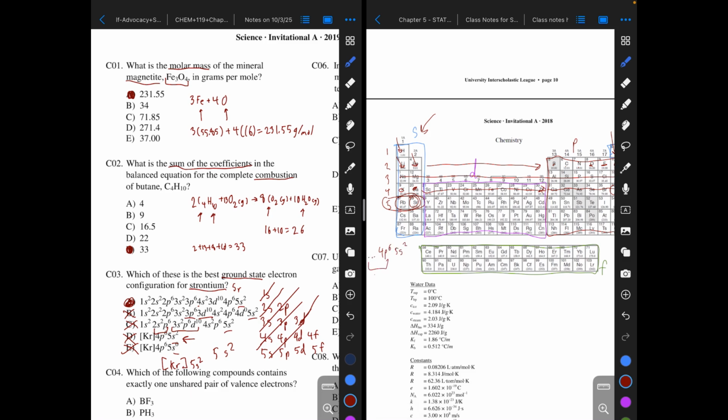So everything past that has to be krypton. So the configuration would be krypton and then 5s2. Or if you had drawn the entire thing out, this whole thing would have been krypton and then you have 5s2 at the end.